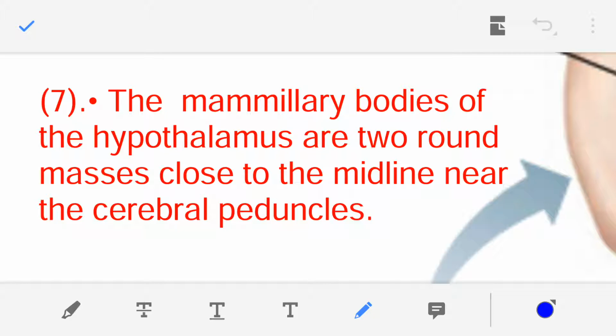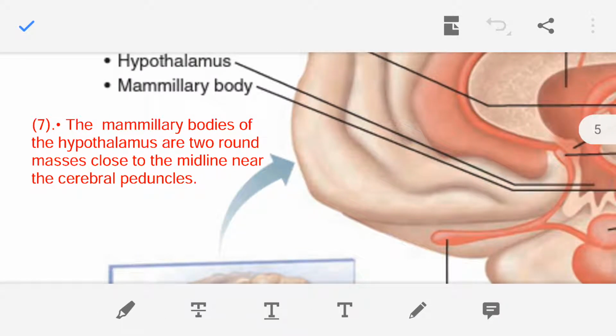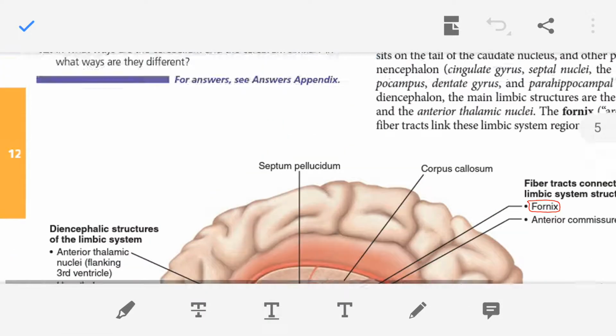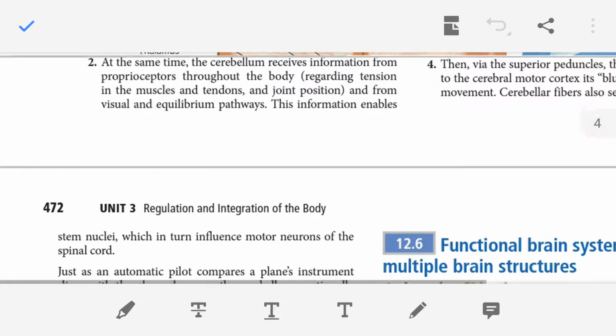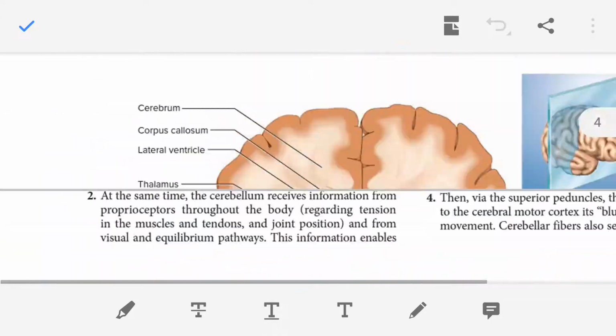So the mammillary bodies of the hypothalamus are two round masses, and they are close to the midline near the cerebral peduncles. Okay, where are they present? Close to the midline near the cerebral peduncle, the mammillary bodies are present. So let's have a look at them in some other figures also.